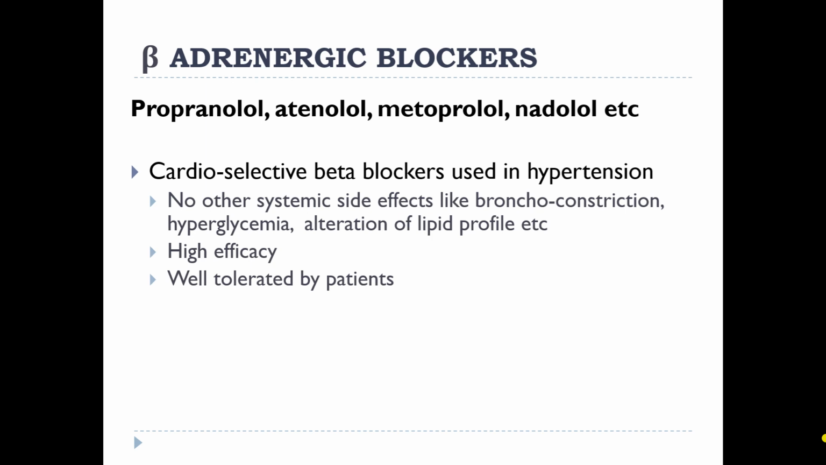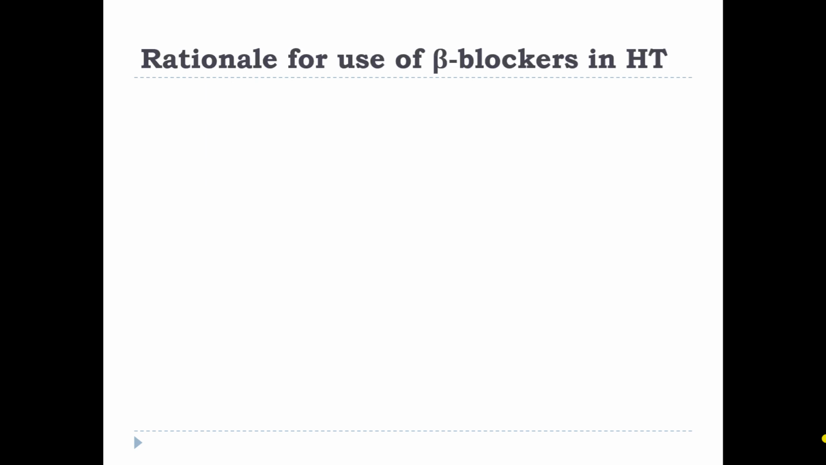They do not have other systemic side effects like bronchoconstriction, hyperglycemia, alteration of the lipid profile. These are not seen with the cardioselective beta blockers. They have very high efficacy because of the targeted action on the heart and JG cells of the kidney only, because beta 1 receptors are located at two places, heart and JG cells of kidney, and both have an important role in the maintenance of blood pressure. So these drugs have high efficacy and they are well tolerated by most of the patients.